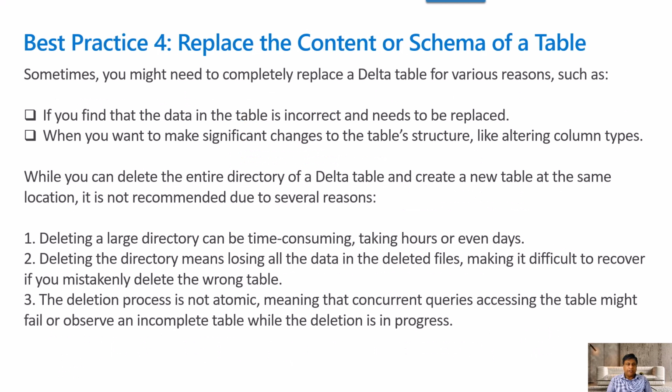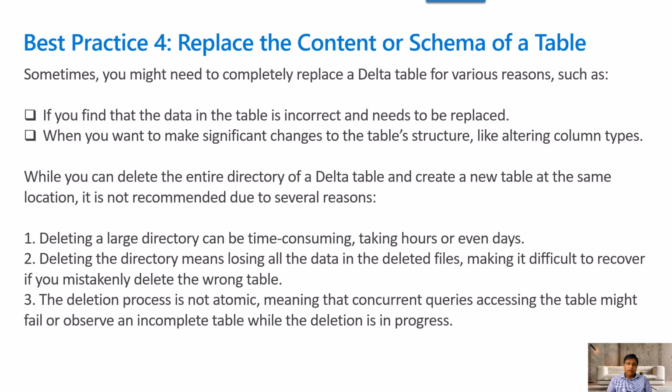Okay, so the best practice number 4, replace the content or schema of a table. Sometimes you might need to completely replace a Delta table, and there could be many different reasons behind it. You may find that the data already loaded in the table is incorrect, and there are lots of mistakes in it, and you definitely need to replace that. The second reason could be that a table structure change has happened.